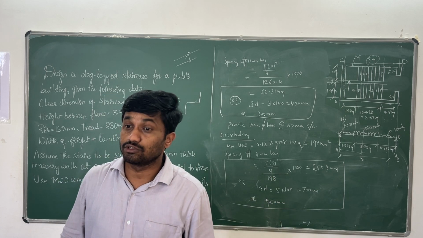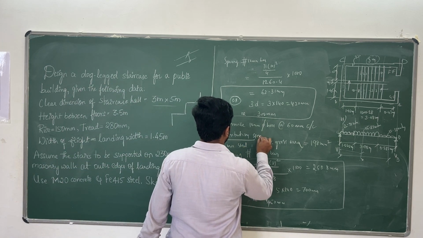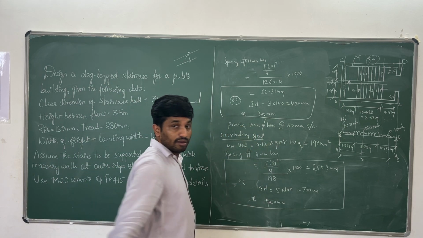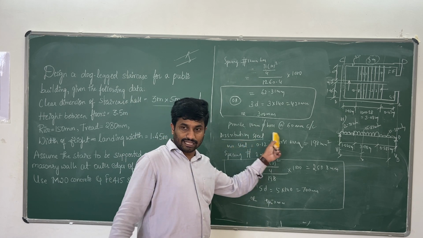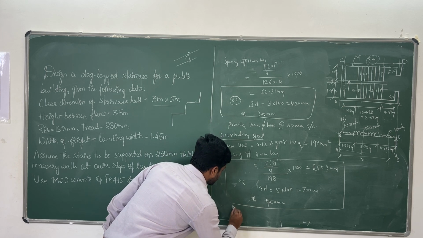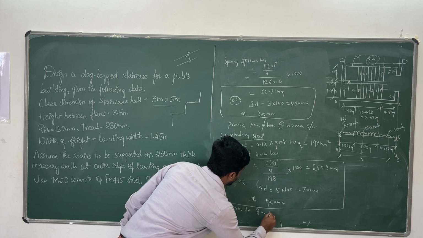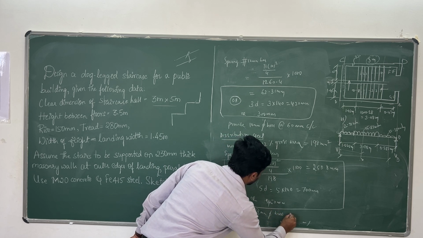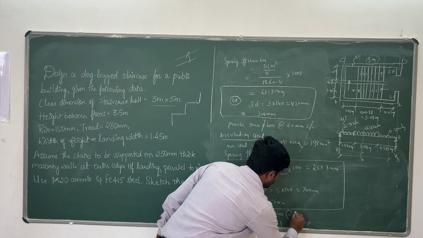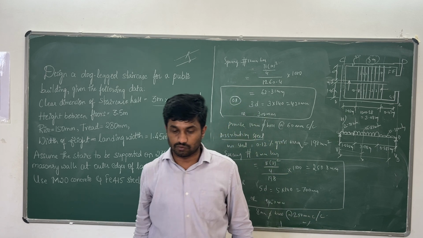Provide 8 mm distribution steel. This is distribution steel. This is main steel. Main steel we provided 10 mm dia bars at 60 mm center to center. So for distribution steel provide 8 mm dia bars at 250 mm center to center. This is with respect to steel.